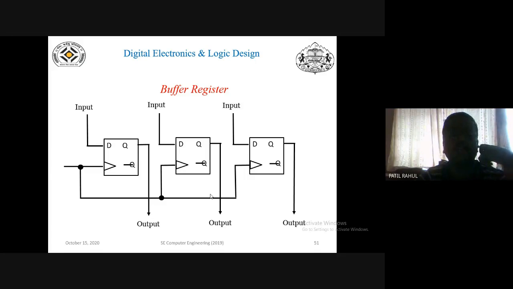Here you transfer the information from the input side to the output side when one clock pulse is completed. Means at every clock pulse you transfer the data to the output side. So for transferring the data, you always use the D flip-flop, which is nothing but the delay flip-flop. And here you observe that three flip-flops are used. That's why you can transfer 3-bit information at a time.